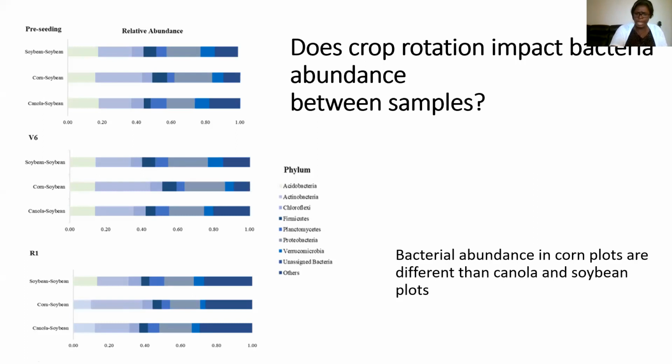they were. And so the bacterial diversity in the corn plots, we can definitely say are different than canola and soybean plots. So all of this information was gathered from all the amount of data I had told you about previously, and we were able to draw certain conclusions.